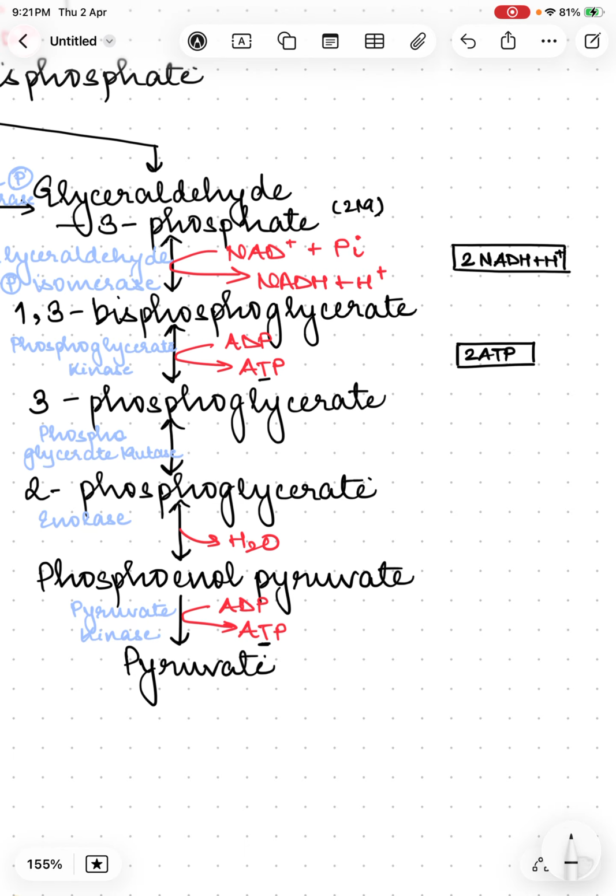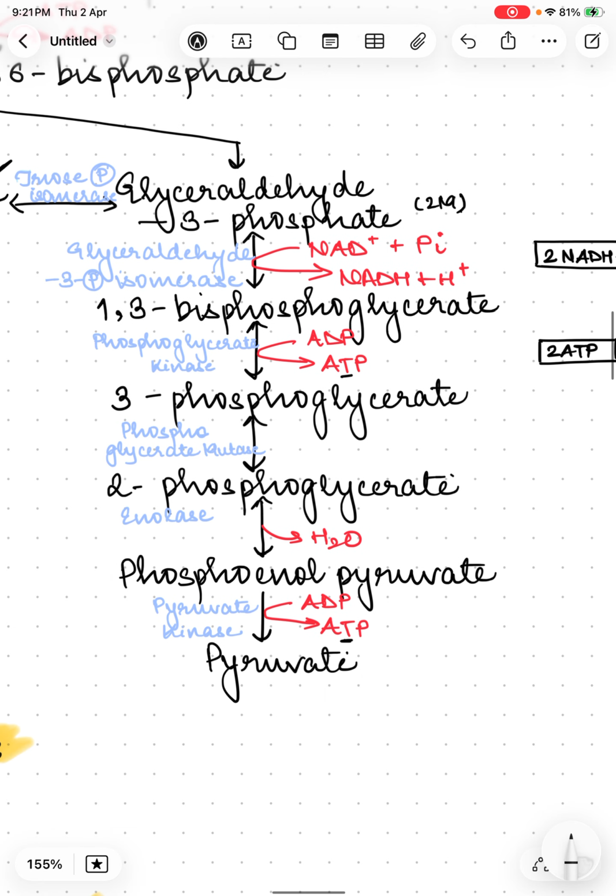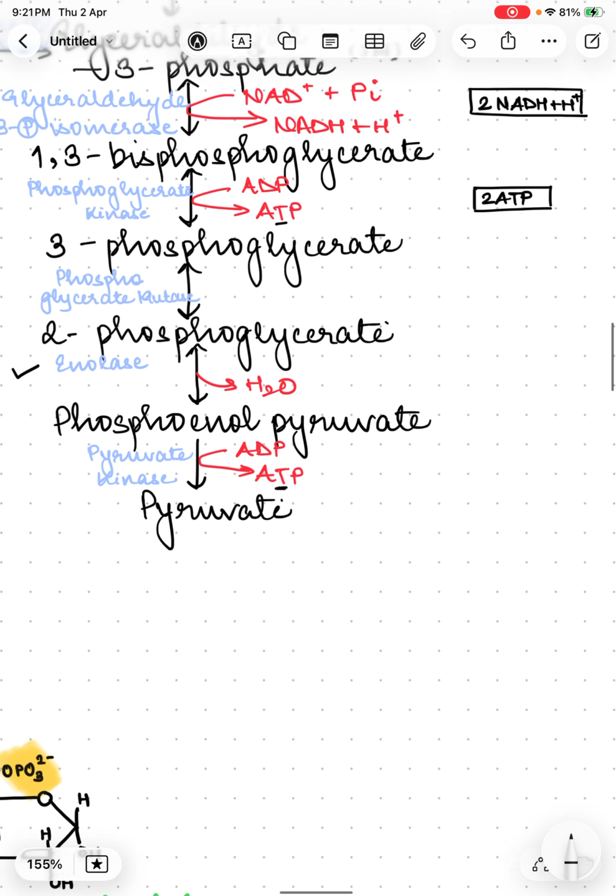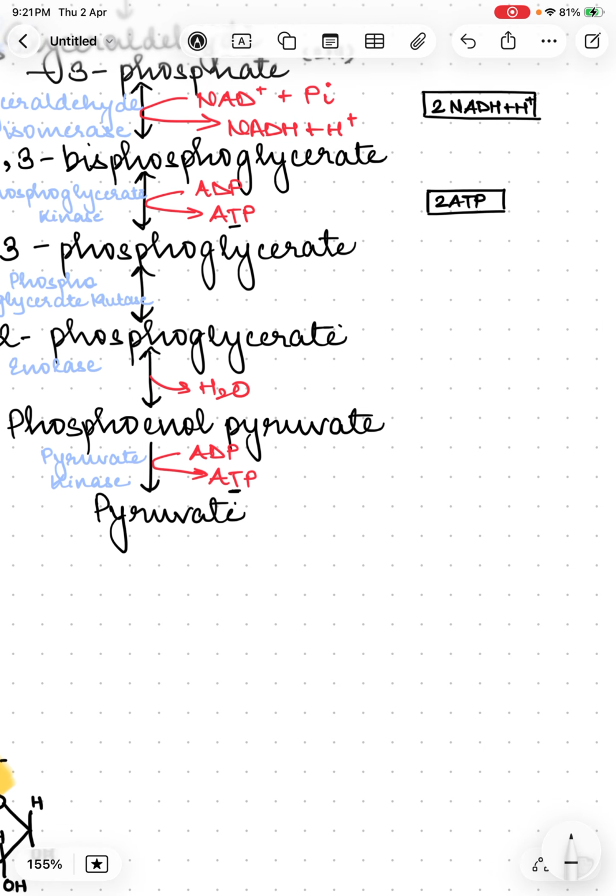Again, this 3-phosphoglycerate gets converted into 2-phosphoglycerate with the help of the enzyme phosphoglycerate mutase. 2-phosphoglycerate gets converted into phosphoenolpyruvate by releasing one water molecule, and the enzyme involved is enolase. Then phosphoenolpyruvate gets converted into pyruvate with the help of the enzyme pyruvate kinase, and again during this reaction 2 molecules of ATP are synthesized.